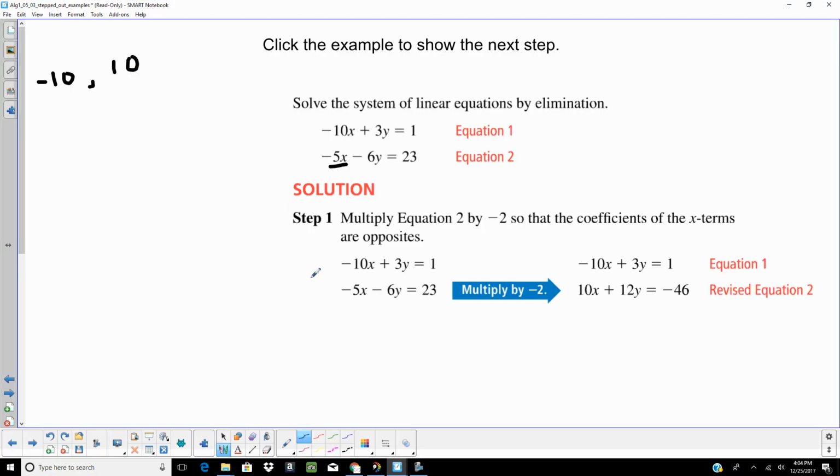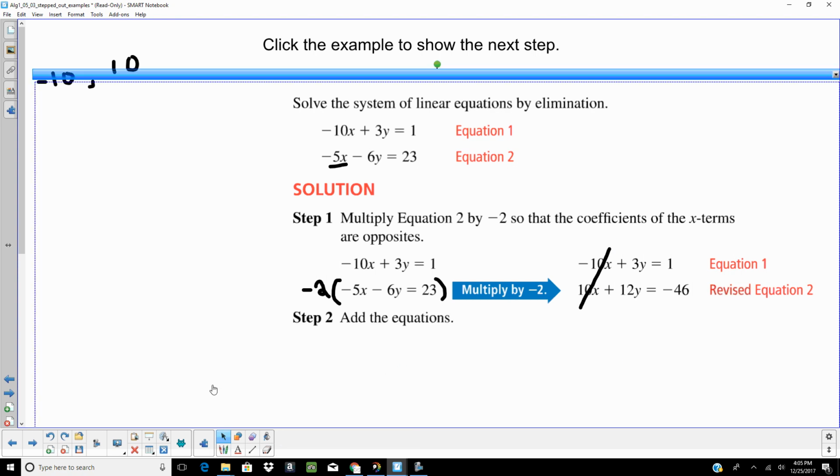So I will a lot of times even just write it down like that. Negative 2. And I put parentheses around the whole thing because you need to do the left-hand side and the right-hand side. And if you notice, we now have opposite coefficients. Positive 10, negative 10. Because when we add those together, they cancel each other out. Add the equations together. My x's are eliminated.